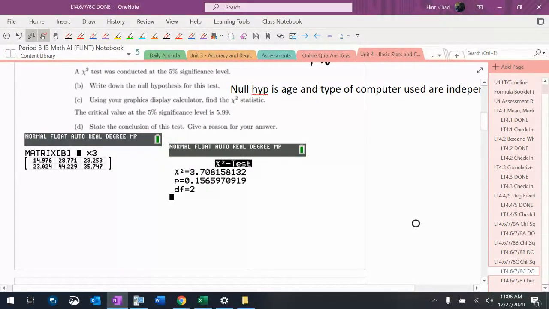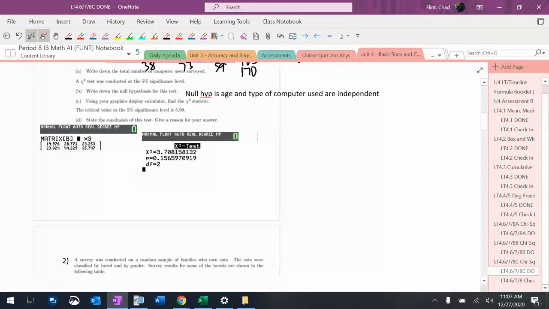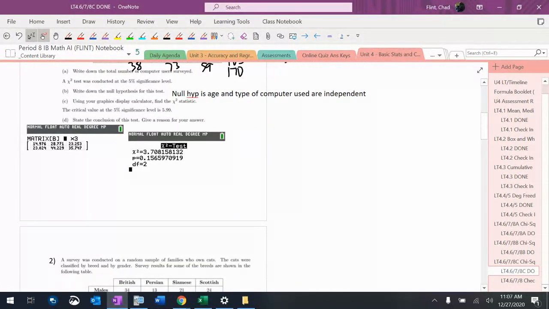So state the conclusion for the test, give a reason for your answer. This is normally how this is presented to you. So I can do either a p-value or a chi-squared value test. It doesn't matter. I'm going to use the chi-squared value, but I'll write both. So I'll say 3.71 is less than 5.99. So we accept the null hypothesis, meaning age and type of computer used are independent.